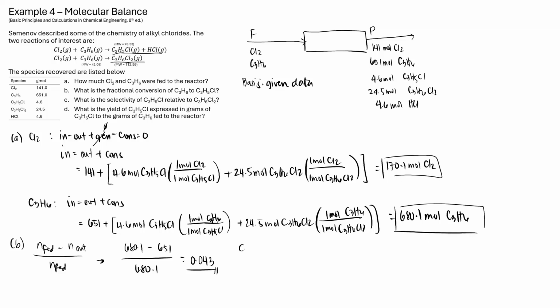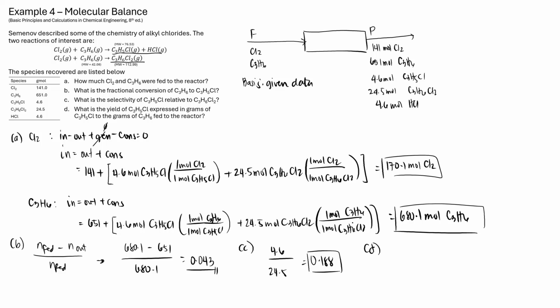Okay, letter C. Selectivity of C3H5Cl relative to C3H6Cl2. Again, it's the moles of C3H5Cl divided by moles of C3H6Cl2. So C is 4.6 over 24.5. 0.188. So not really selective.